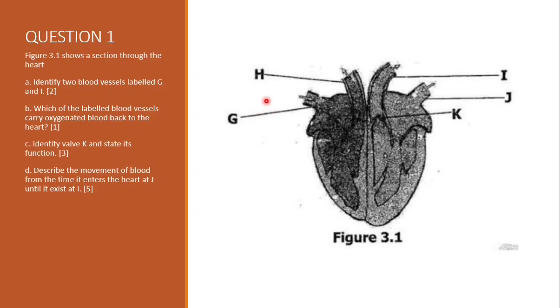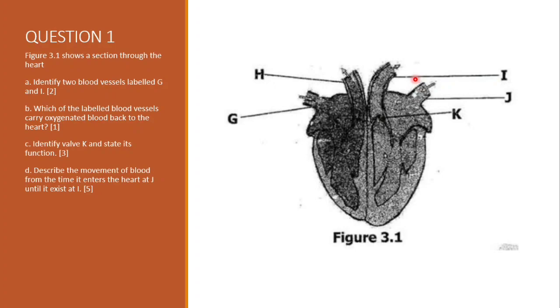As you can see, there's an inflow of blood. Blood is entering the heart according to this direction here, through the blood vessel known as the vena cava. So G is the vena cava, and I is the aorta. The aorta is an artery.